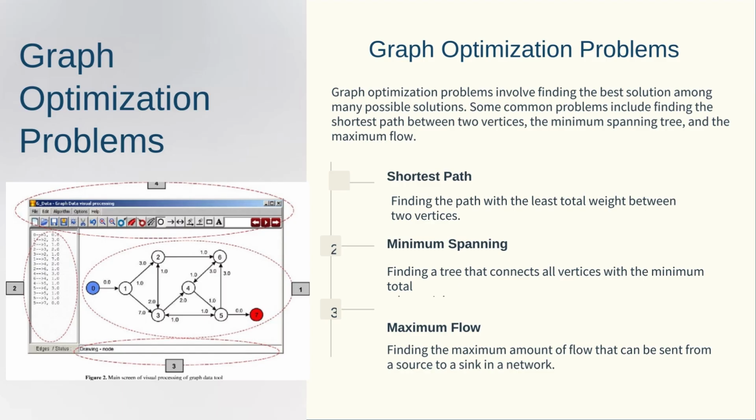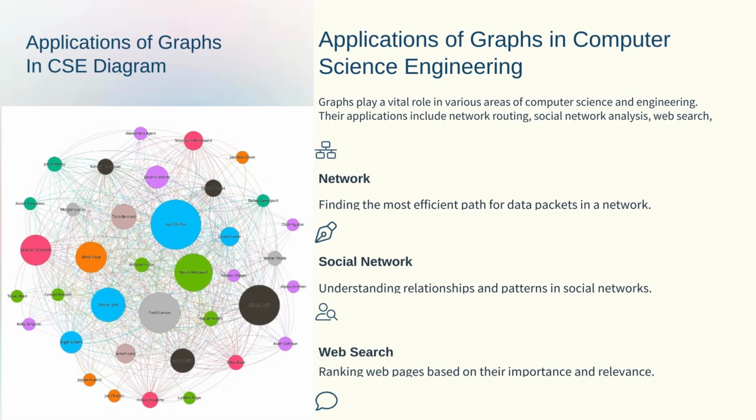Graph optimization problems. Graph optimization problems involve finding the best solution according to a specific criterion, such as the shortest path, minimum spanning tree, or maximum flow. Shortest path. Finding the path with the least total weight between two vertices. Minimum spanning tree. Finding a tree that connects all vertices with the minimum total edge weight. Maximum flow. Finding the maximum amount of flow that can be sent from a source to a sink in a network.